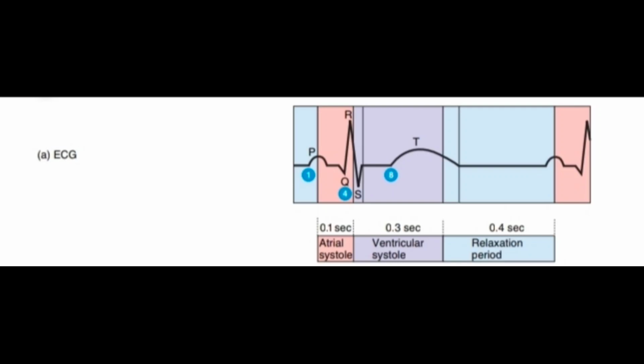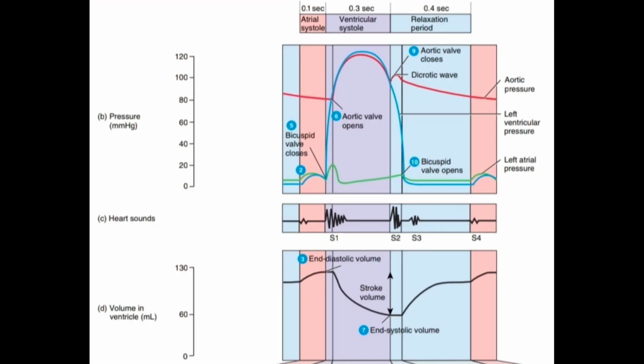तो ये सारे इवेंट्स जो एक कार्डियक साइकिल में हुए, जैसे हमने कहा एट्रियल सिस्टोल, वेंट्रिकुलर सिस्टोल और डायस्टोल या रिलैक्सेशन पीरियड या जॉइंट रिलैक्सेशन पीरियड हम कह सकते हैं, So these are the different steps that happen during one heartbeat, and this is called cardiac cycle.